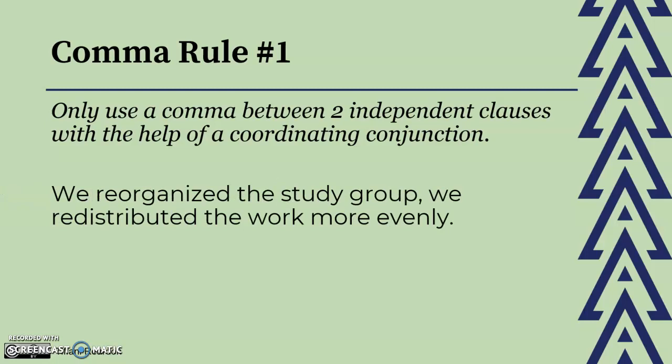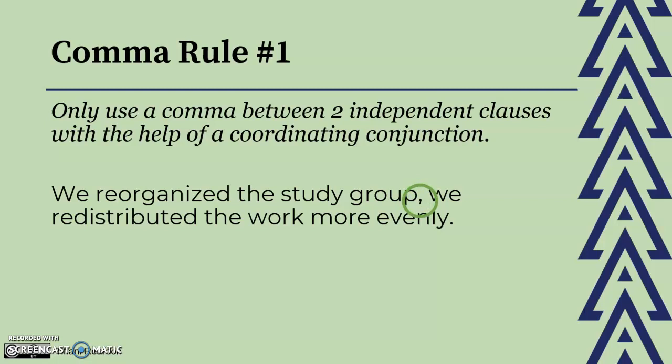Here's a sample. We reorganized the study group, comma, we redistributed the work more evenly. Take a look at this. We've got two independent clauses going on. First, we reorganized the study group. It's a complete sentence. Second, Lord, this is harder to say than one would expect. We redistributed the work more evenly. That's a complete sentence. Therefore, this comma that goes between them is what we call a comma splice.